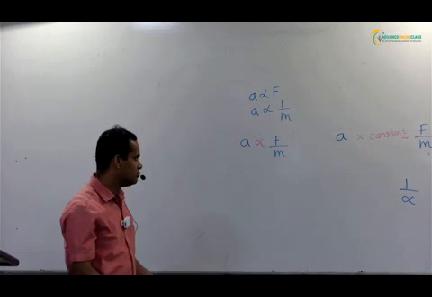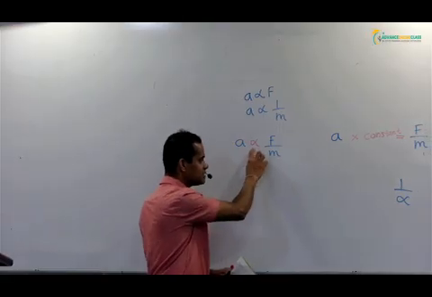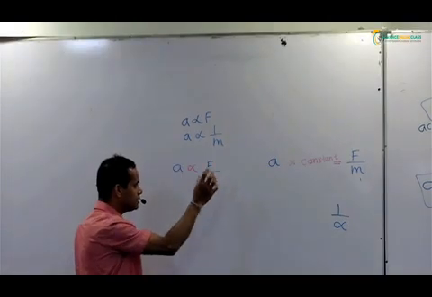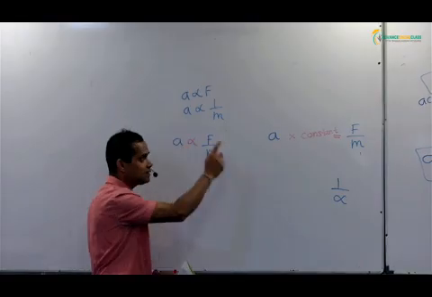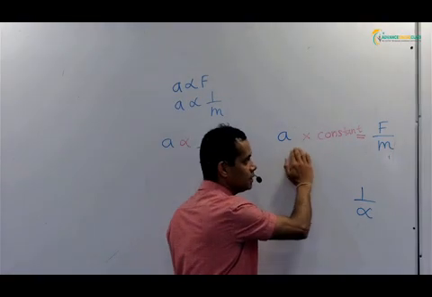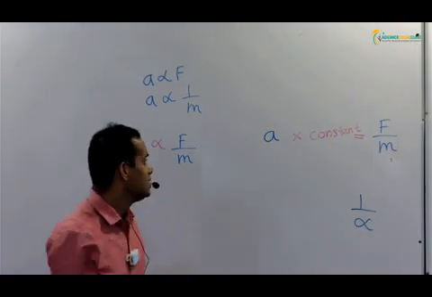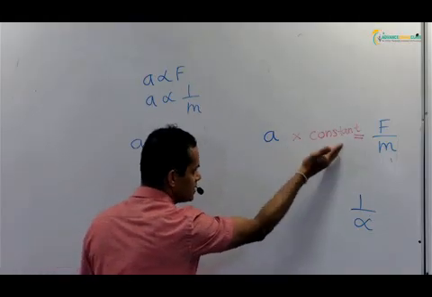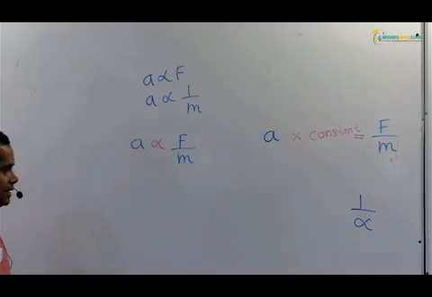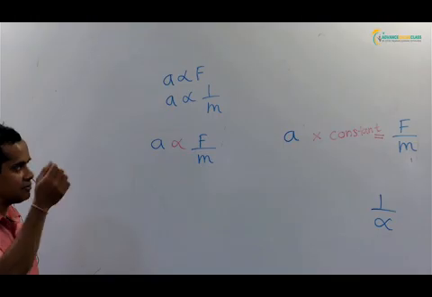So they wanted to remove this one for calculations, and according to that mathematical procedure, you can remove this red part, but you have to add all these red parts. So they added. So this one we can write like this. A multiplied by constant equals F over M.